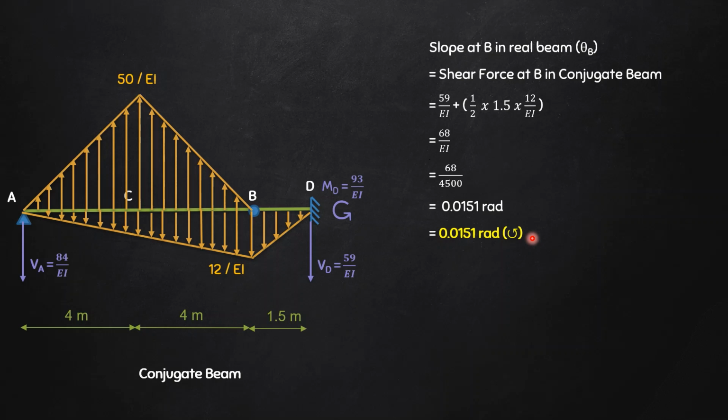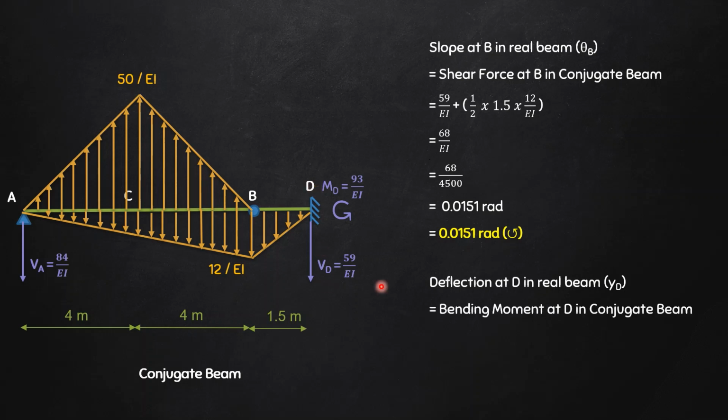Now coming on to the deflections. Okay, so now it has been asked deflection at D in the real beam. Deflection at D in the real beam, YD, is nothing but bending moment at D in conjugate beam. And what will be bending moment at D? It is nothing but only this load, this moment, that is 93 divided by EI.